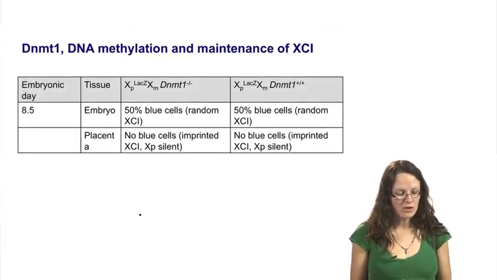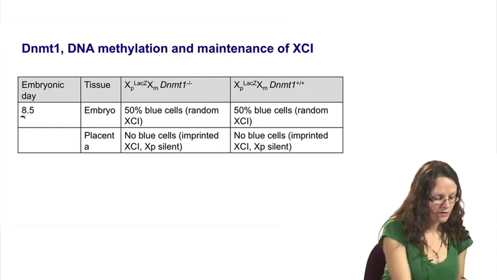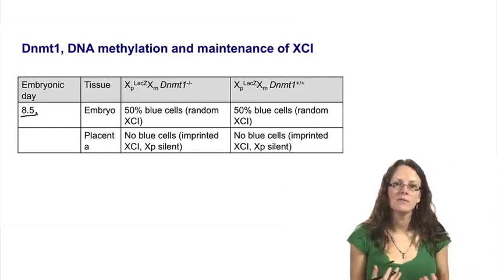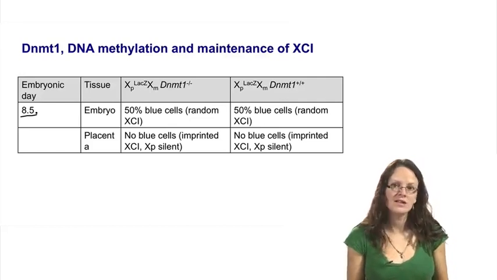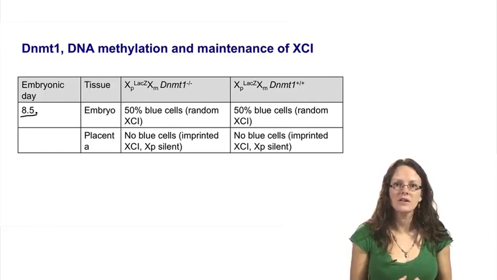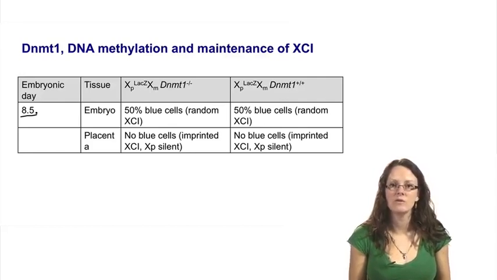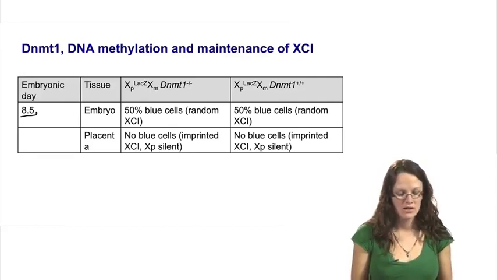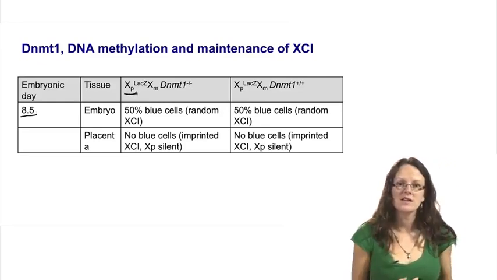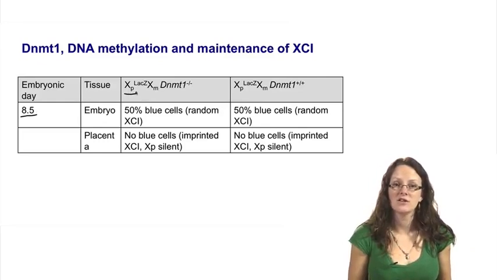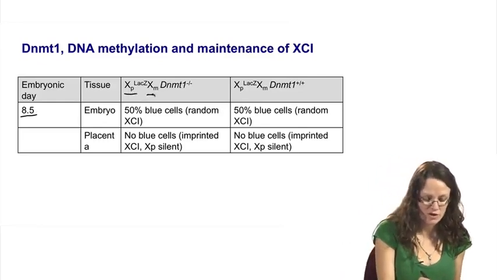So what they looked at was embryonic day 8.5, so this is remembering that mouse random X inactivation is initiated at E5.5, so several days after that. They're checking to see in both the embryo and in the placenta the level of expression of LacZ by the proportion of blue cells. So in each case, the paternal X chromosome, here written as XP, has the LacZ transgene on it, whereas the maternal X chromosome is wild type.